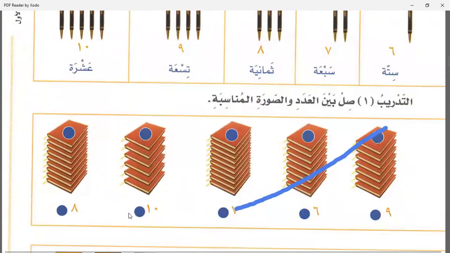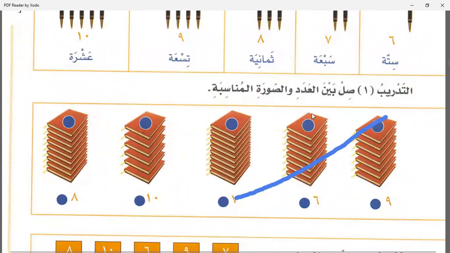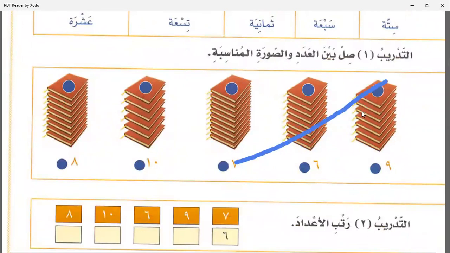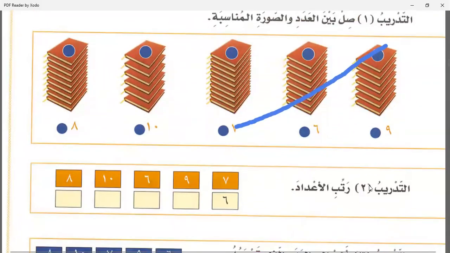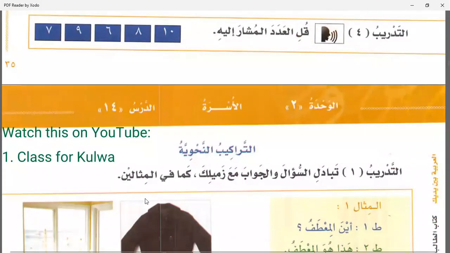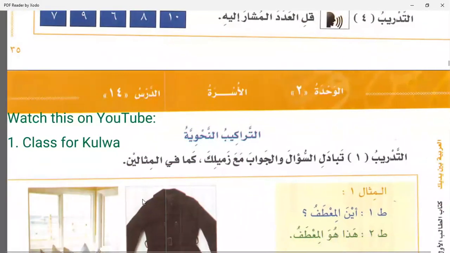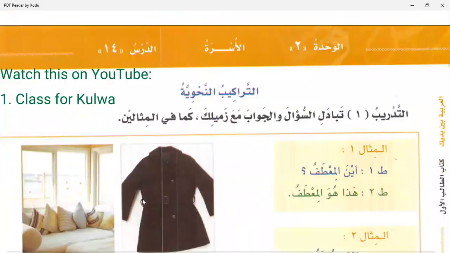Okay. And there are many rules for this counting from 1 to 10 that we will study later. Okay, then التدريب الأول, first exercise, صل بين العدد والصورة المناسبة, connect between the number and appropriate picture. So you will join these pictures according with the appropriate number and then upload the picture to Google Classroom. التدريب الثاني, رتب الأعداد, arrange the numbers. So you will all arrange the numbers and write them in the boxes and you will upload the picture to Google Classroom. If any lady has any questions, she can ask me after unmuting her microphone.